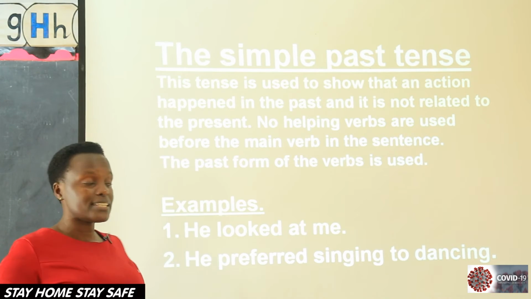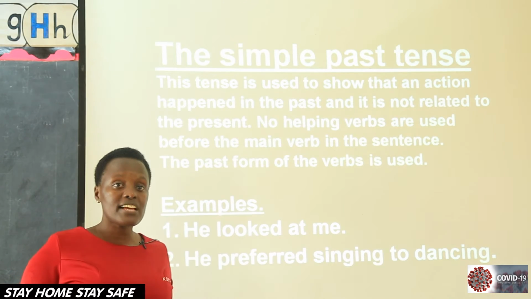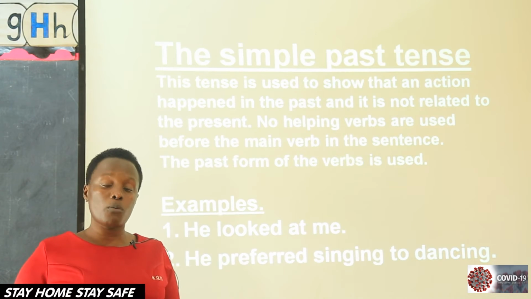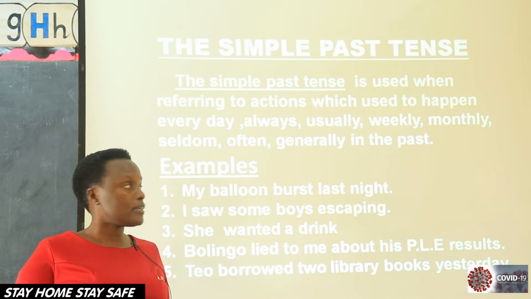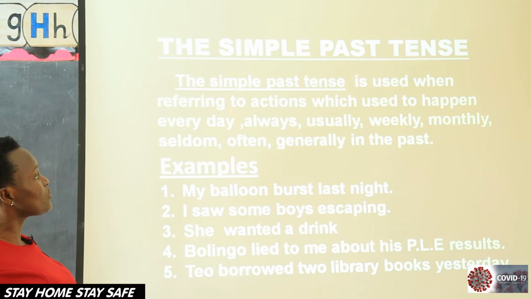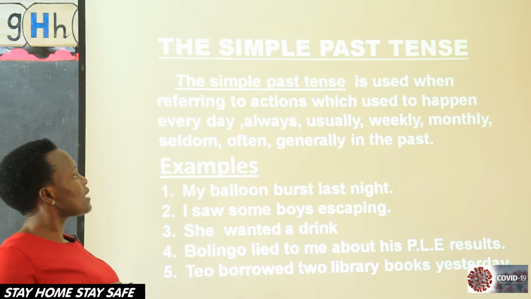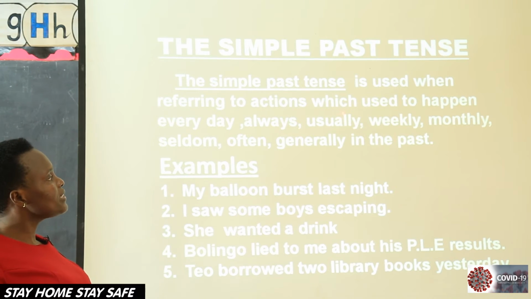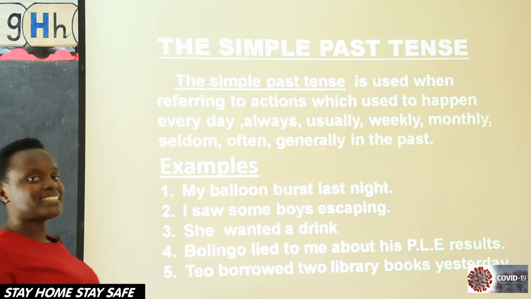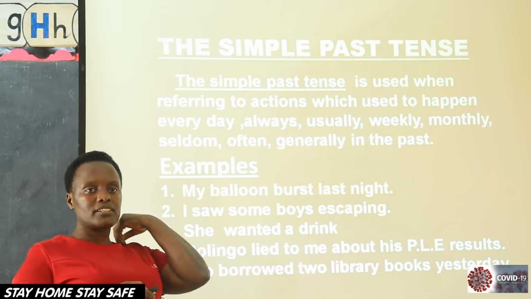Remember with these sentences here, we just use the simple past tense, the past form of the verbs without using any helping verb. The simple past tense is used when referring to actions which used to happen every day, always, weekly, monthly, or generally, but they used to happen in the past or they happened in the past.